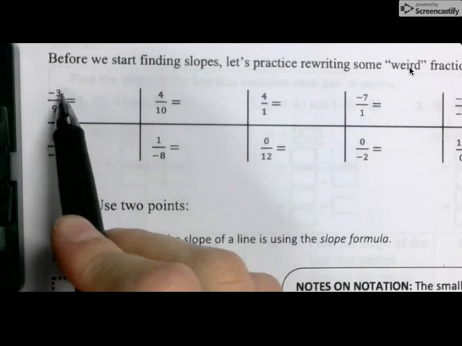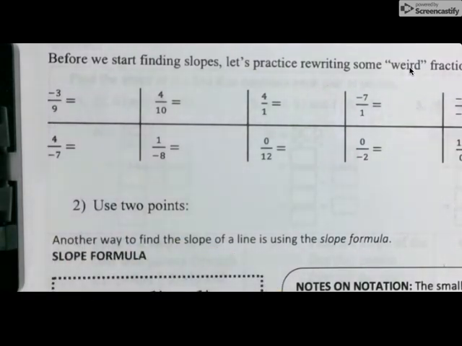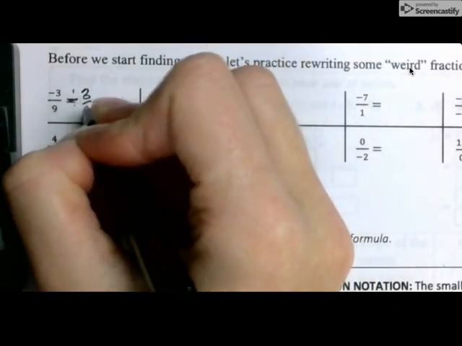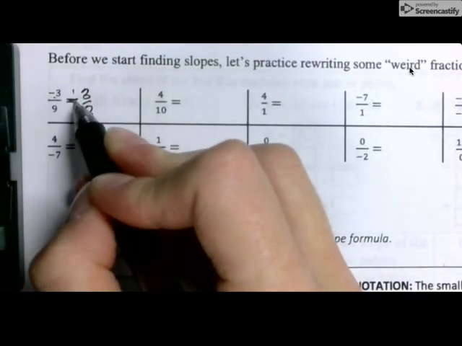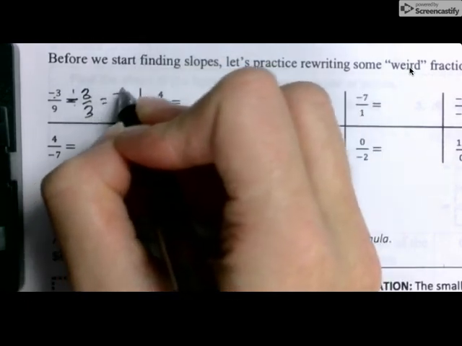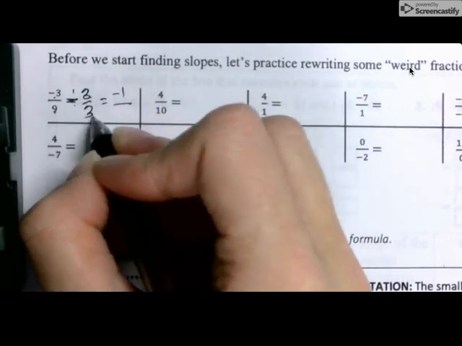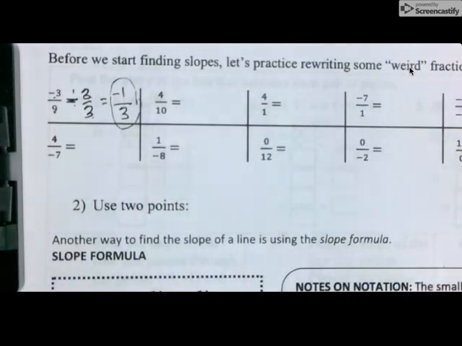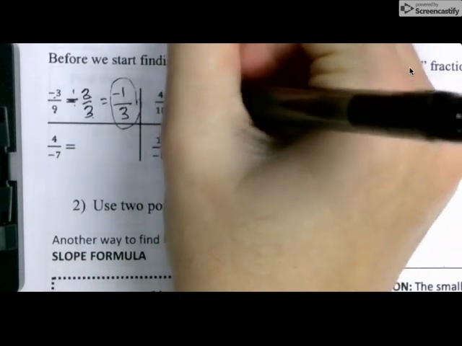So take the fraction -3 over 9. Can that be reduced? Yes. What can I divide both of them by? 3. So I'm going to divide that by 3 over 3. What is -3 divided by 3? -1. What is 9 divided by 3? 3. That is reduced all the way. What can I divide both 4 and 10 by? 2.